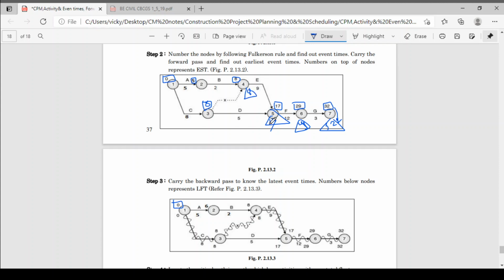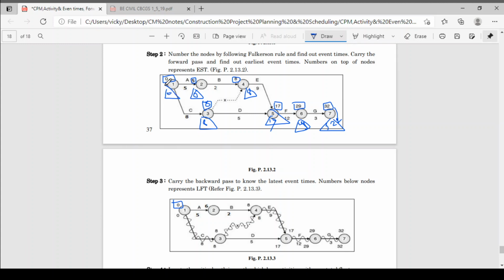Okay, now 17 minus 5, 12. 8 minus 0, 8. 12 and 8, which one is minimum? 8 is minimum. So we'll take 8 here, in the triangle. Now 8 minus 0, 0. Okay, 8 minus 2, 6. Here we'll get 6. Okay, and 6 minus 5, 1. 8 minus 8, 0. Which one is less? 0 is less. So we'll take 0 here.